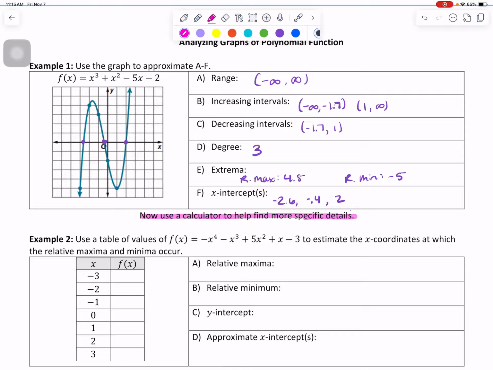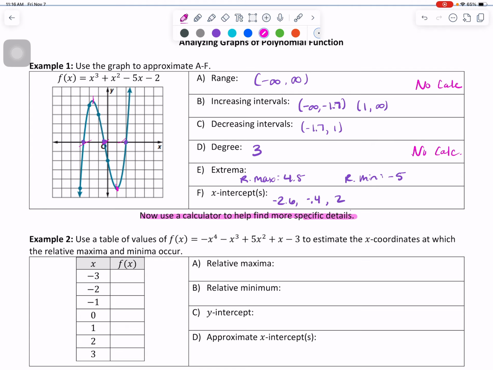Now, what you should notice is that for range, we do not need the calculator, so you're not going to check this with the calculator. With the degree, you can still see the end behavior, so you should not need the calculator on that one either. But check these others by finding max, mins, and zeros, which can help you find all of this stuff.